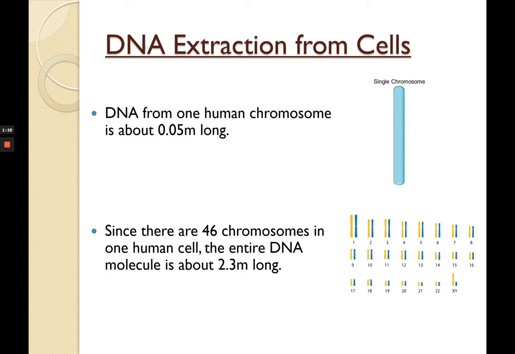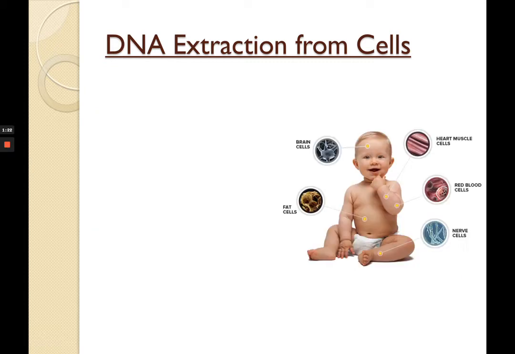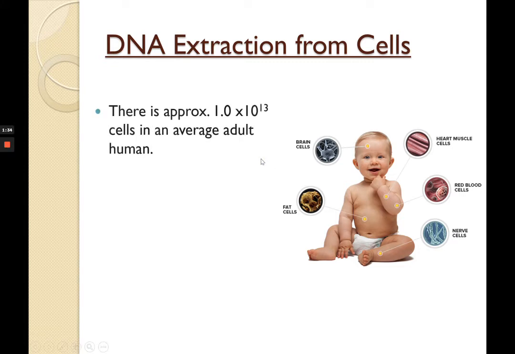And remember, this is from just a single cell. So the DNA from a single cell is over 6 feet long. So just how many cells are there in the human body? Well, you have a whole variety of cells: brain cells, fat cells, muscle cells, blood cells, nerve cells. We estimate that there are approximately 1.0 times 10 to the 13 cells in the average adult human. That's a lot of cells.